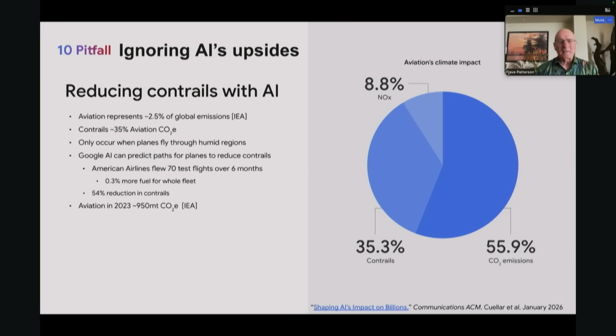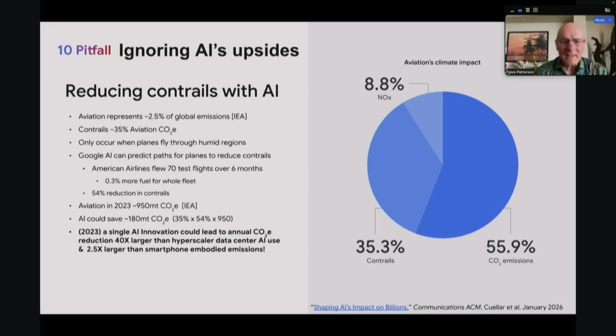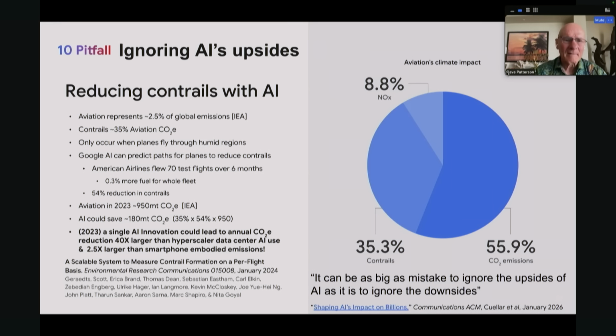For 2023, it's 950 million tons of carbon emissions for aviation. So if a third of it is contrails, and we can get rid of half of that third, times 950 million tons, that's 180 million tons of carbon emissions. Keeping that in mind, that's 40 times larger than the hyperscaler data center emissions I used for 2023, and 2.5 times bigger than the smartphone embodied emissions. So just that one AI result can potentially do that.